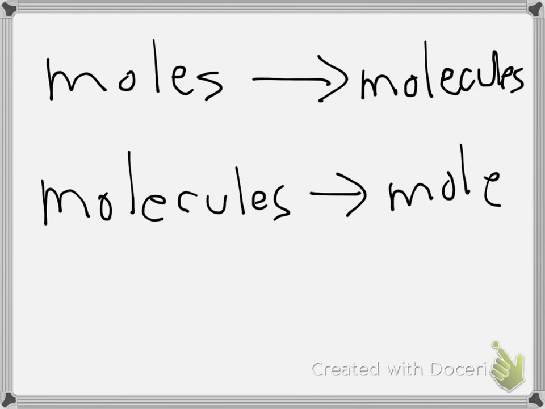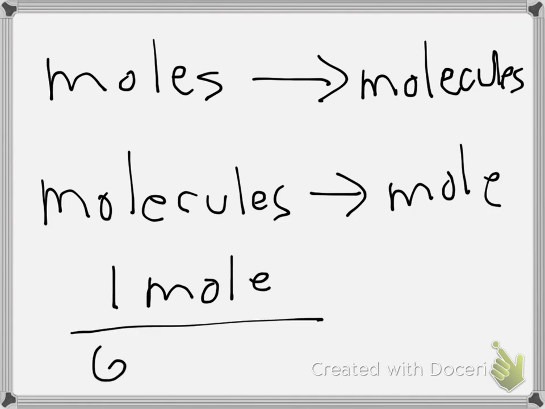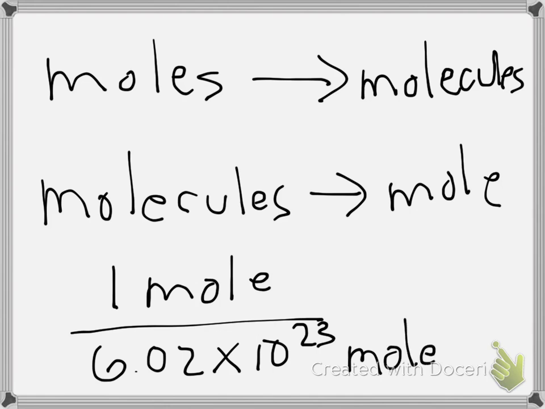moles to grams, we had to get the molar mass, and we had to get a different molar mass each time. Today, you only need to use one conversion factor, and the conversion factor that you use is that one mole equals 6.02 times 10 to the 23rd molecules. Okay, so that's the only conversion factor that we'll use today.